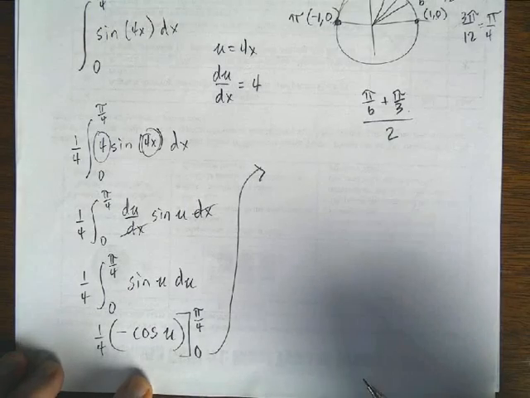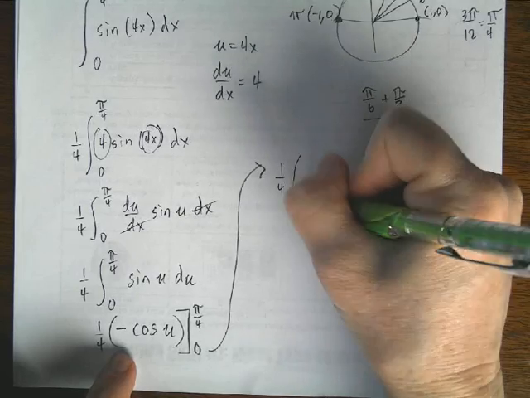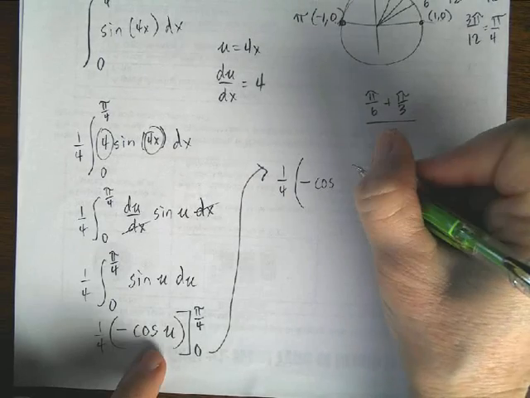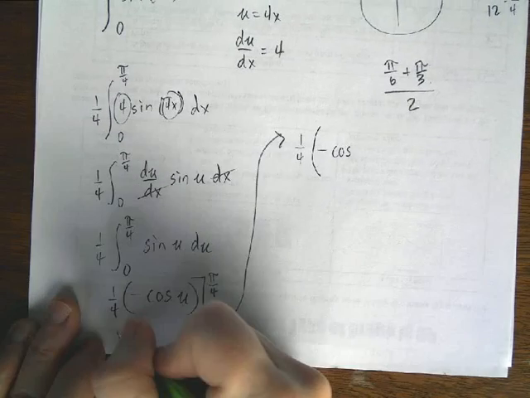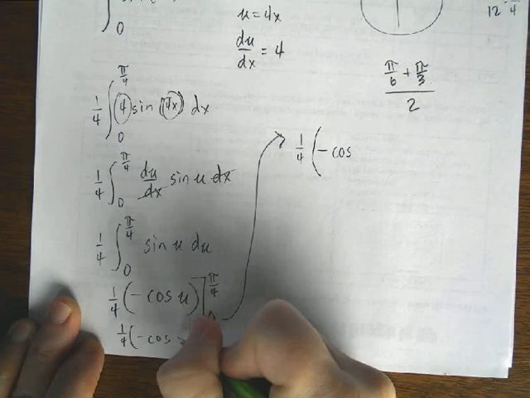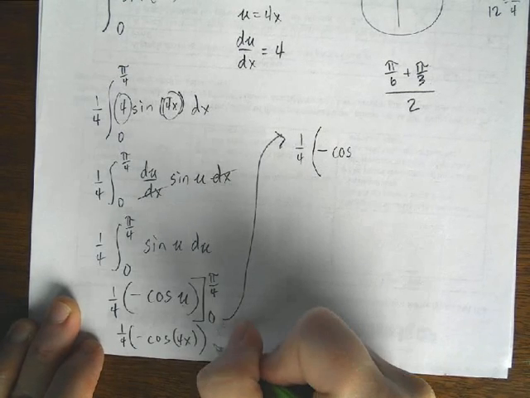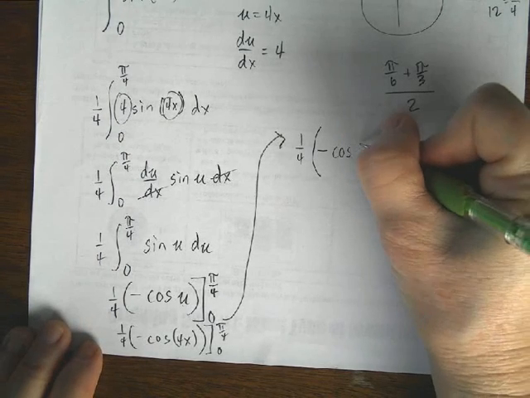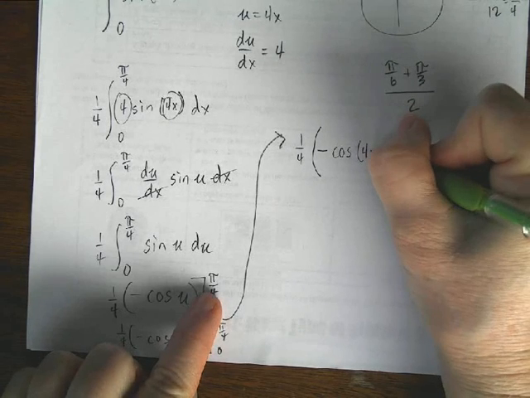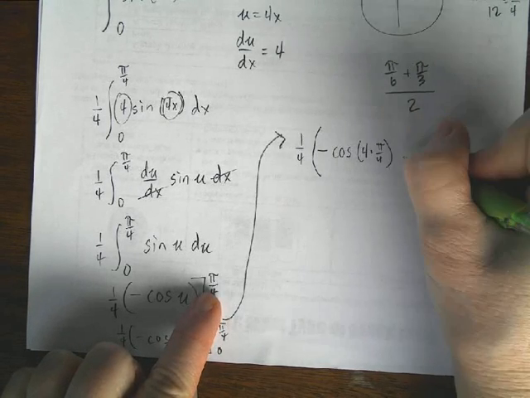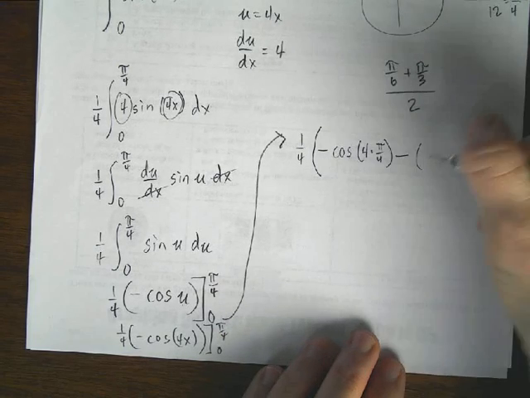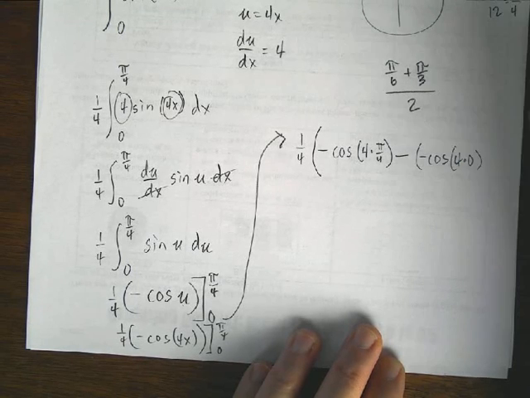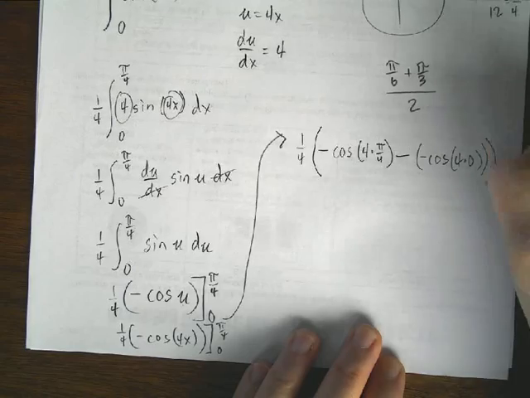Do my substitution. So I'm going to have 1/4. I'm going to multiply by 1/4 at the very end. So I'm going to have negative cosine of, oh, I almost forgot. I need to put back the 4x. Sorry. Negative cosine of 4x from 0 to pi over 4. Okay. All right, so negative cosine of 4 times the upper boundary, pi over 4. And that's going to be minus negative cosine of 4 times 0. Gosh, do I have the right number of parentheses there?